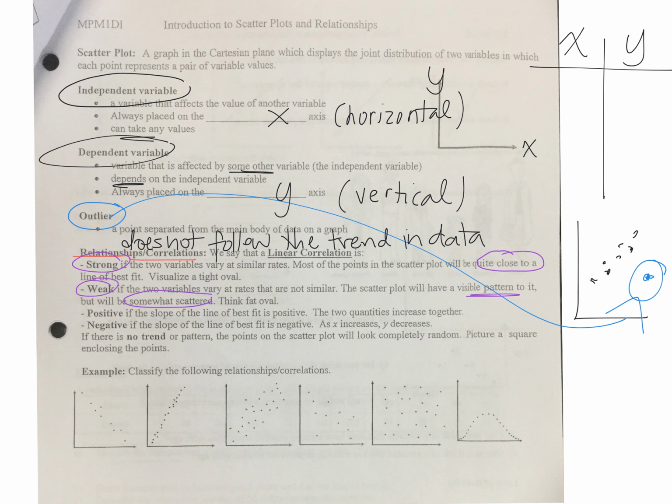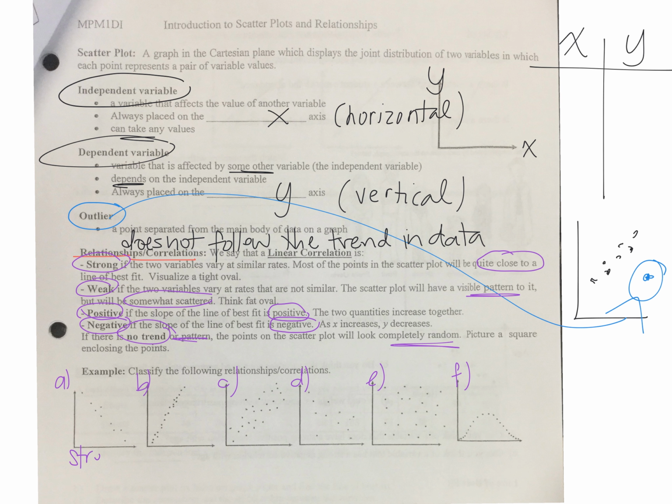And then we've already done this, a positive relationship if the line of best fit is positive. And what's negative? If you draw the line of best fit, if it's negative, so if it's decreasing. Okay, so no trend means there's no pattern, and the points will look completely random. They're just scattered all over the place.